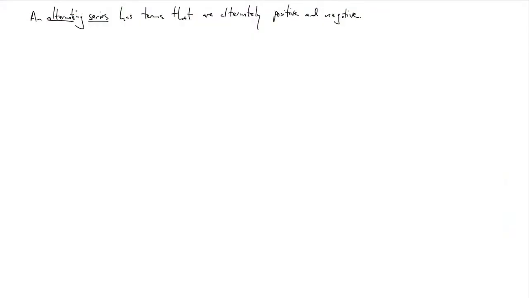Hey, so far we have mostly concerned ourselves with series that have only positive terms. Today we're going to look at a special type of series that can have positive and negative terms, known as alternating series. And it will probably come as no surprise to learn that an alternating series is defined as a series that has terms that are alternately positive and negative.